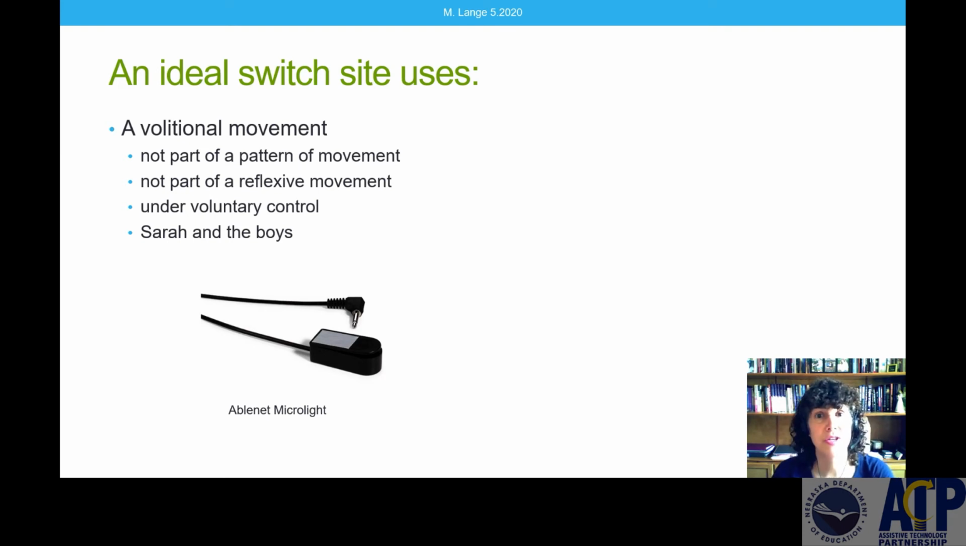We also need this movement to be volitional. Now this might seem to be fairly obvious, but some of our clients have quite a bit of movement, and sometimes that movement looks volitional, but it may not always be, or it may never be volitional. So we have to seek out movement that is. So we don't want this to be part of a pattern of movement. Some of our clients work within large patterns of movement and again have difficulty isolating movement. We don't want it to be part of a reflexive movement that might allow someone to get to the switch, but it's probably going to be difficult to keep repeating that movement and to release the switch. And of course, under voluntary control.